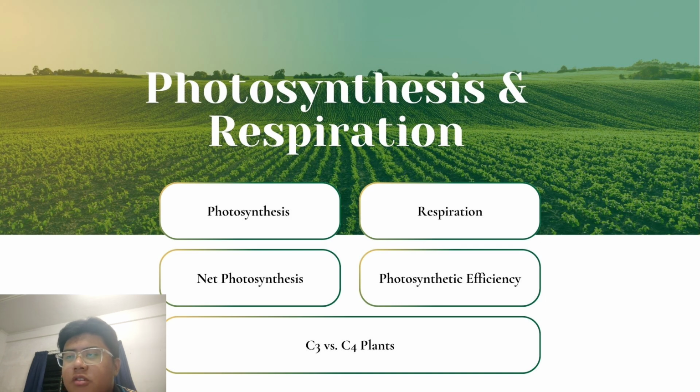The efficiency of photosynthesis is influenced by factors like light intensity, CO2 concentration, and leaf anatomy. This leads us to the distinction between C3 and C4 plants. While C3 plants are more common, C4 plants like maize and sugarcane have evolved a specialized pathway that enhances CO2 uptake efficiency, particularly in hot, bright conditions.